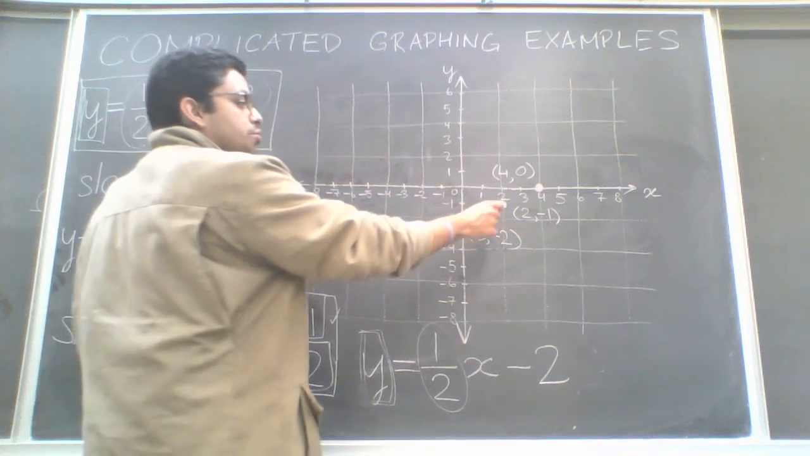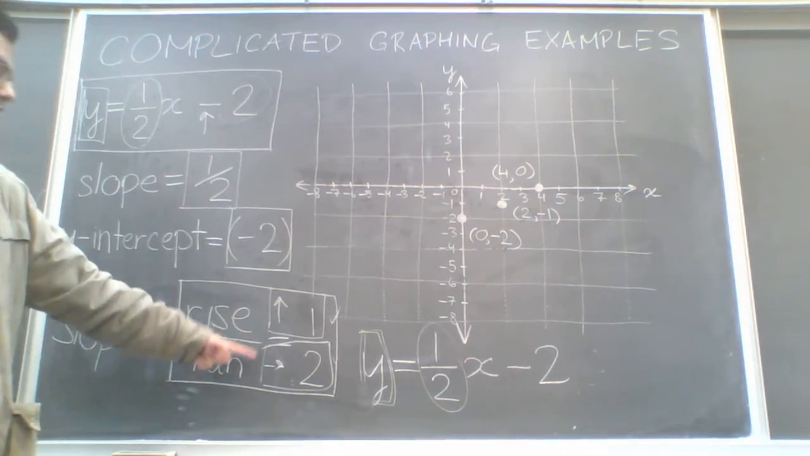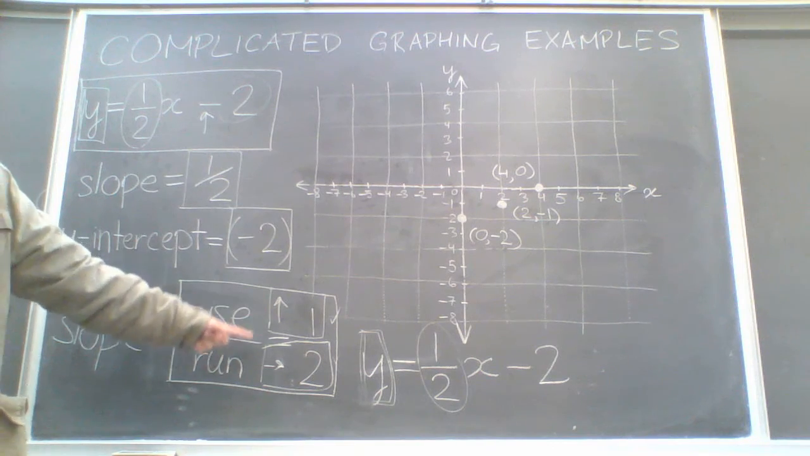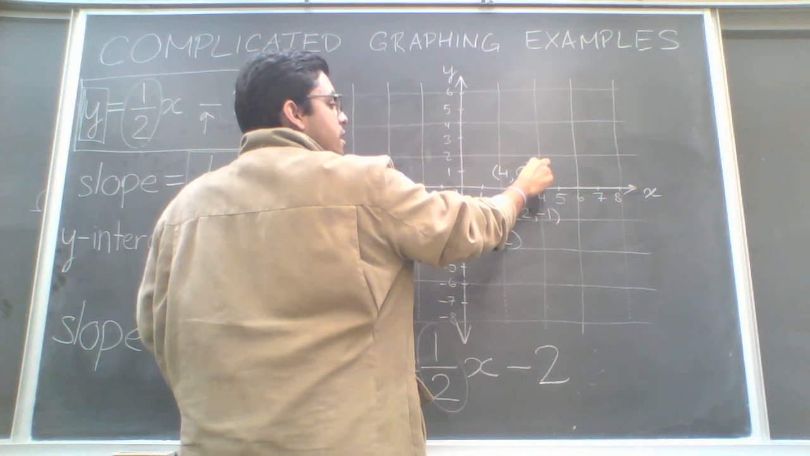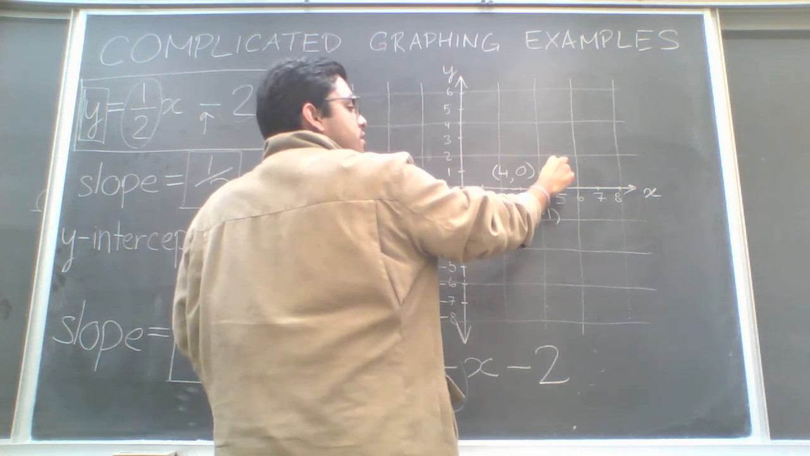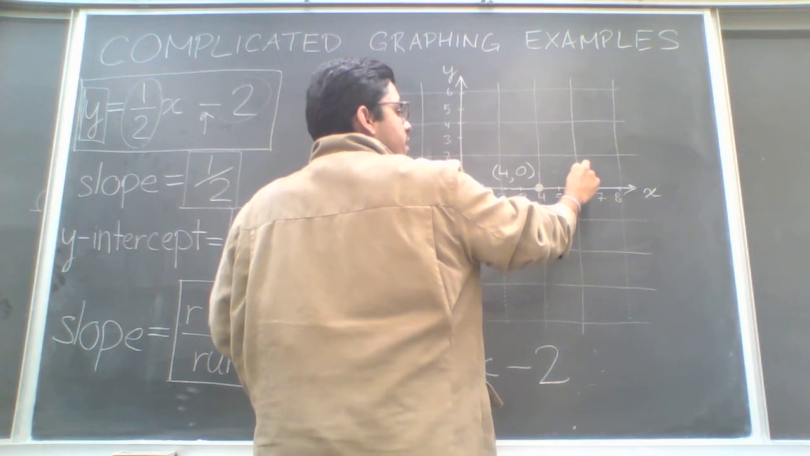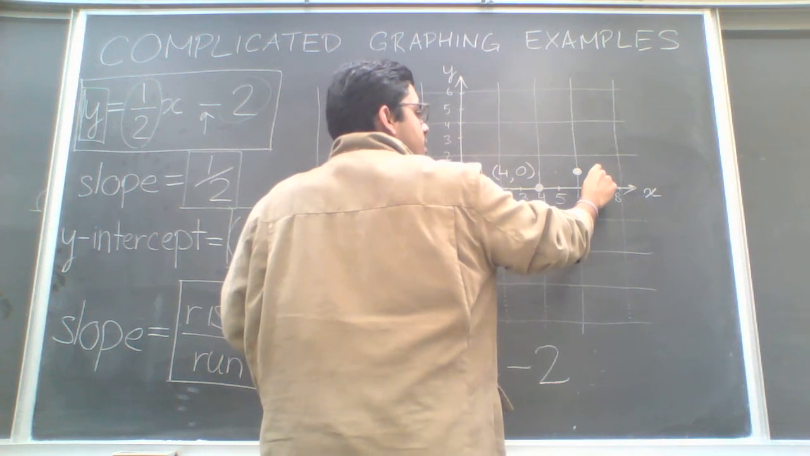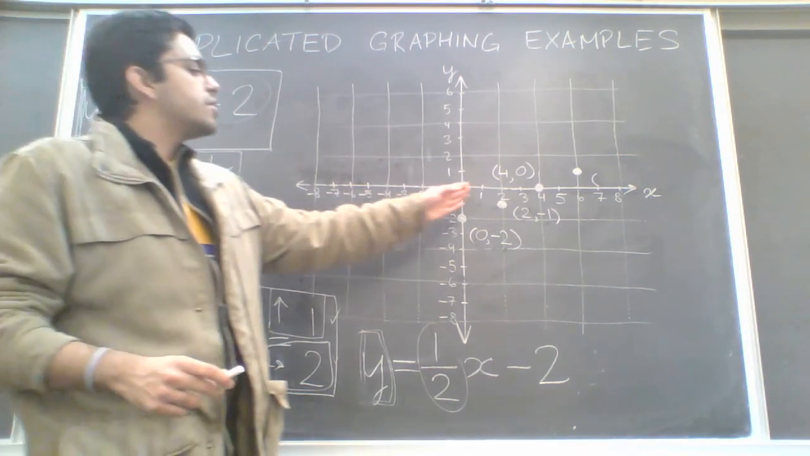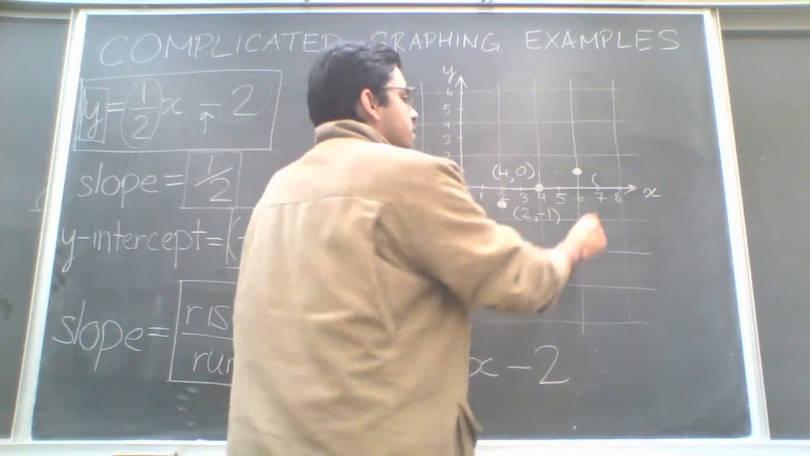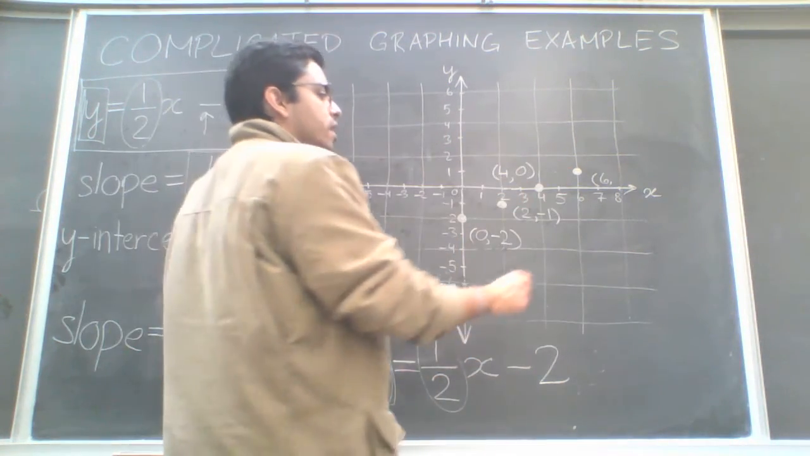For the sake of practice, we'll do one more point. So from here, again following this set of instructions, we go up 1 unit, so that takes us up here. And then we go over 2 units, and that takes us right over there. If we write out what that point is, it's at an x-coordinate of 6 and a y-coordinate of 1.